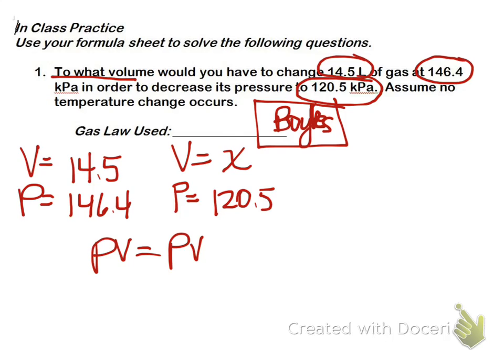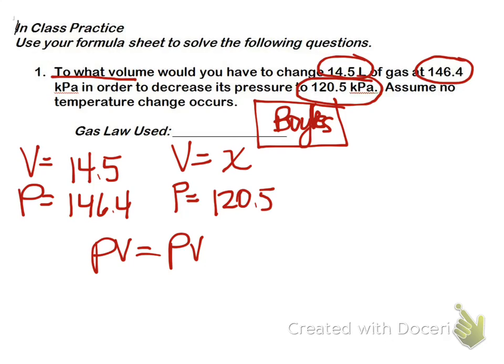The pressure went down. So I'm going to think about this. How do you get pressure to relax a little bit? What do we do with volume? You increase the volume, right? Because these two are inversely related. If this goes down, that's got to go up. Well, let's figure it out. Let's see if it goes up.